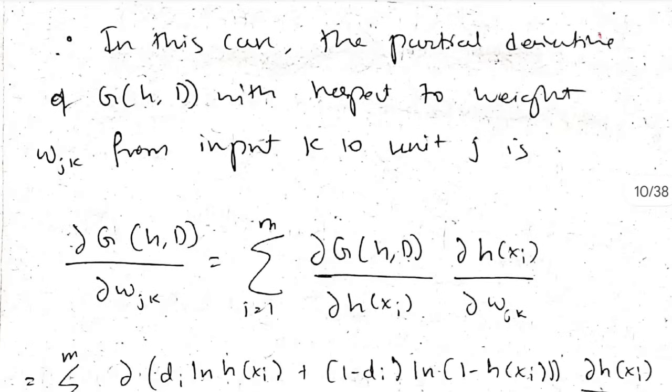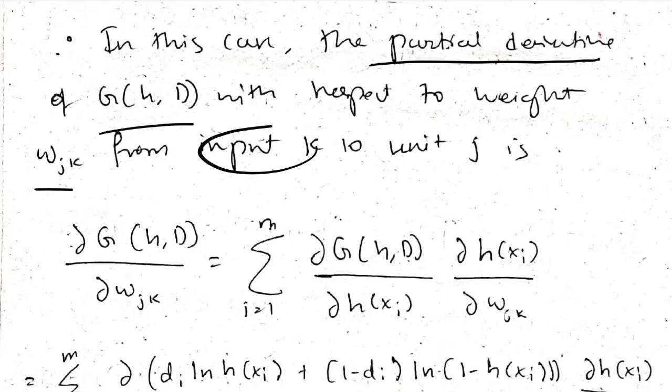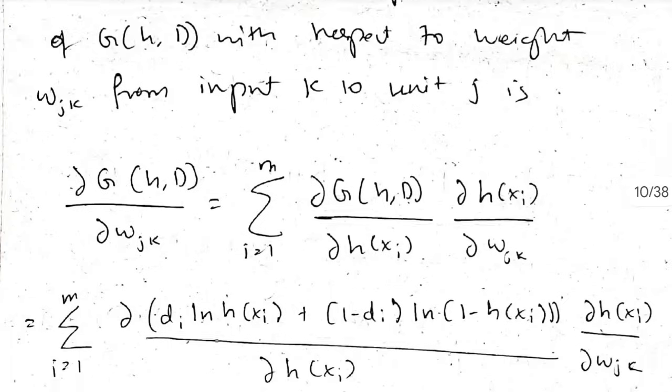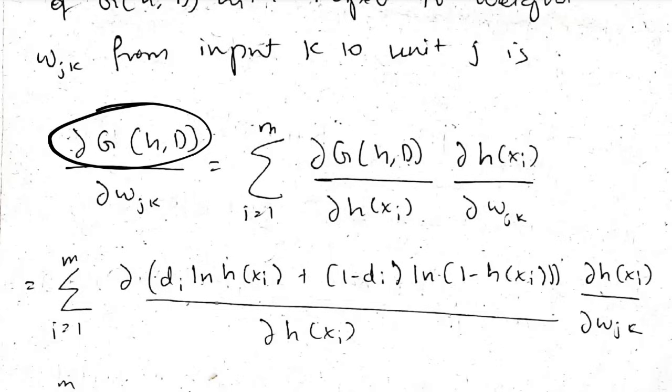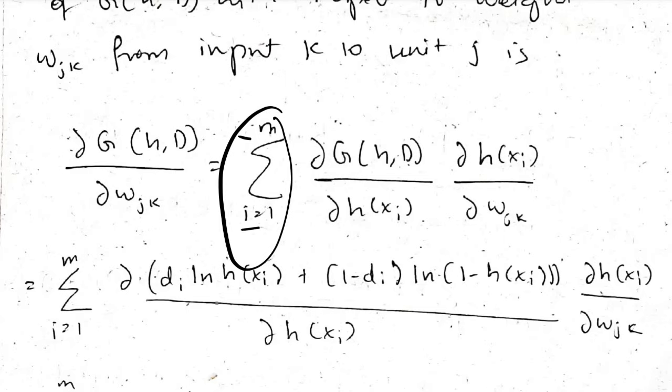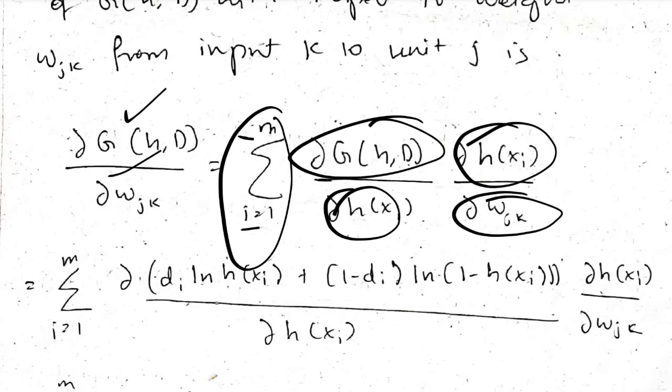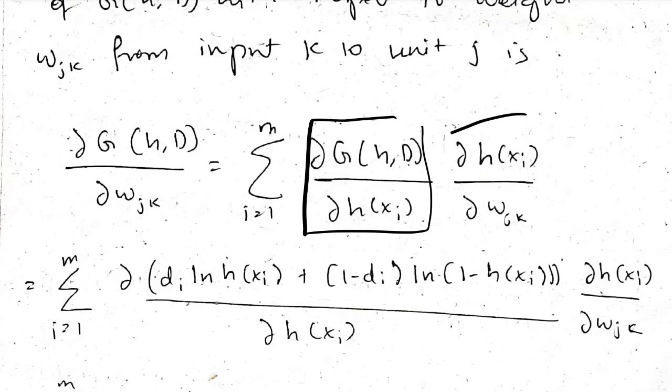An example will be taken here. Before that, you need to know the algorithm, I mean the derivation part. So here the partial derivative of G(h,d) is with respect to the weight w_jk, where the input k is mapped to the unit j. First you have to write this one: the partial derivative of G of h comma d divided by the partial derivative of w_jk, summation from i equal to 1 till m. This same thing we have written here, and this term is added in between because this is dependent on this and this is dependent on this. So we'll find this first, then we'll find this one.